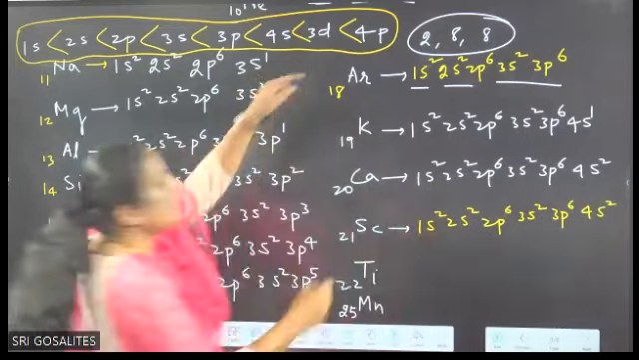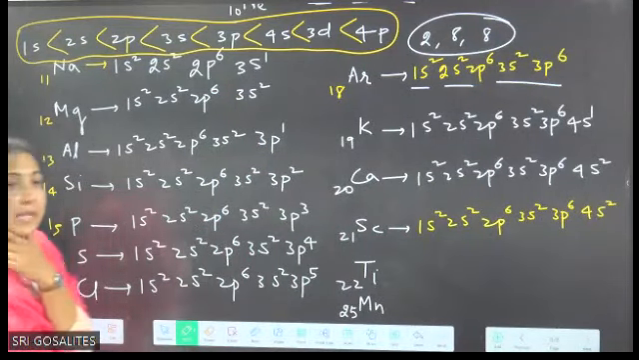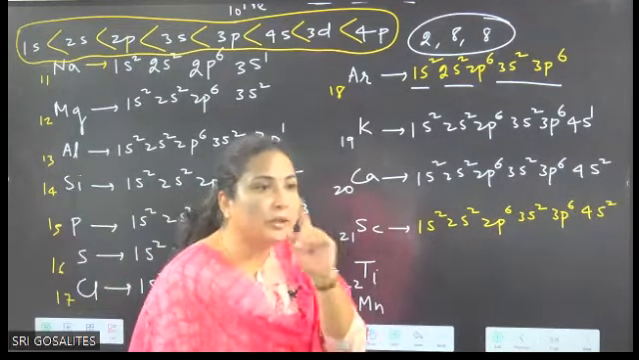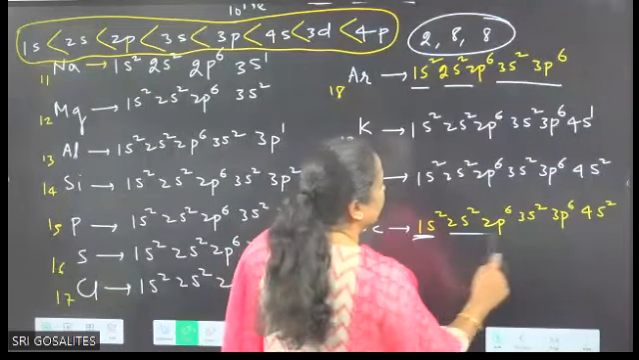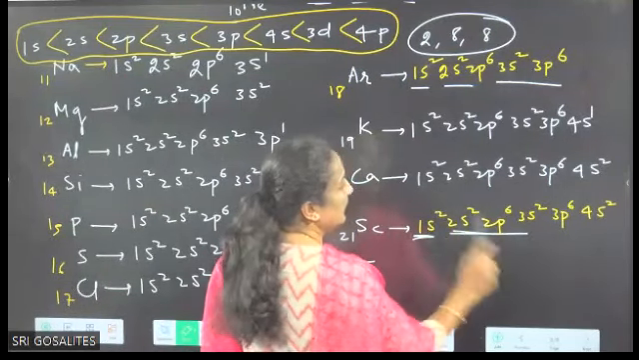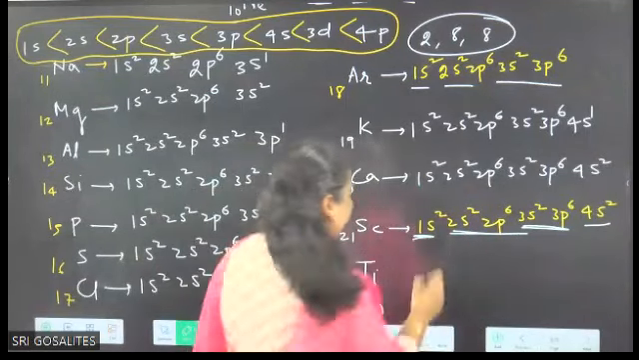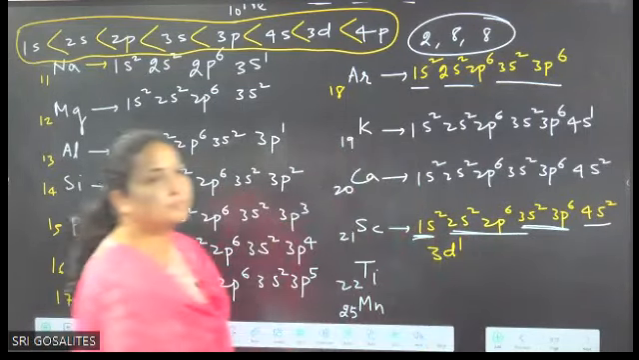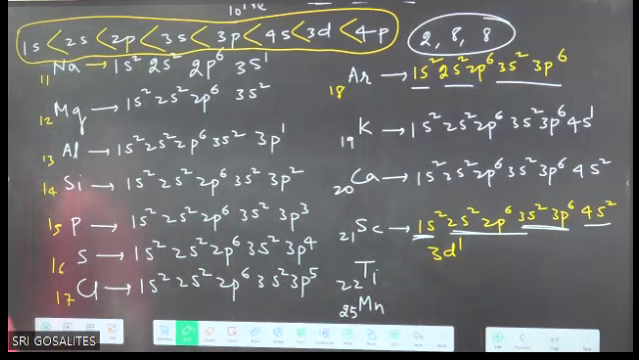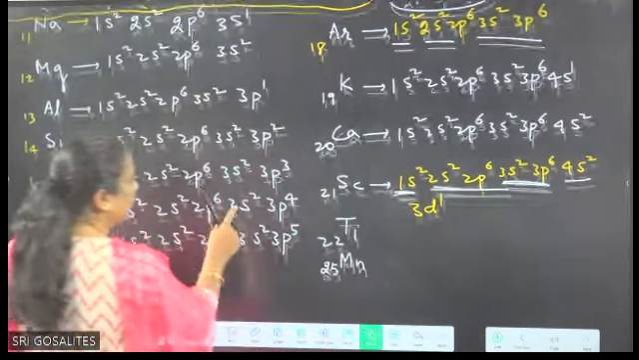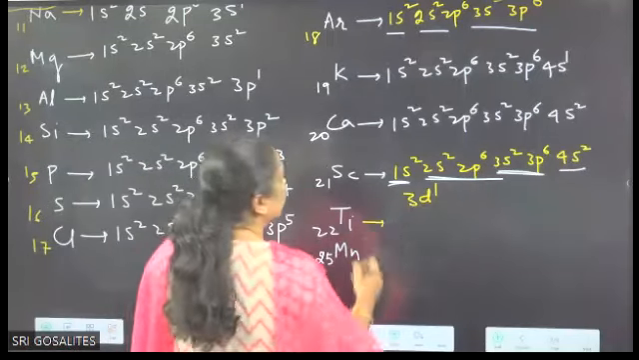After 4s, where is the electron entering? The electron is entering into 3d. How many electrons? Take count of it. This is basically how many? 2 plus 8, 10. Here also 18. 18 plus 2 is 20. Only one electron is left out, so that will be 3d1. Able to see? Okay.